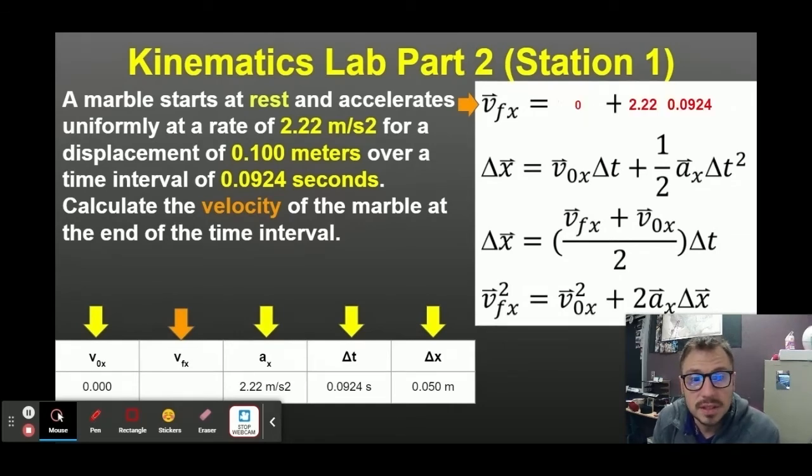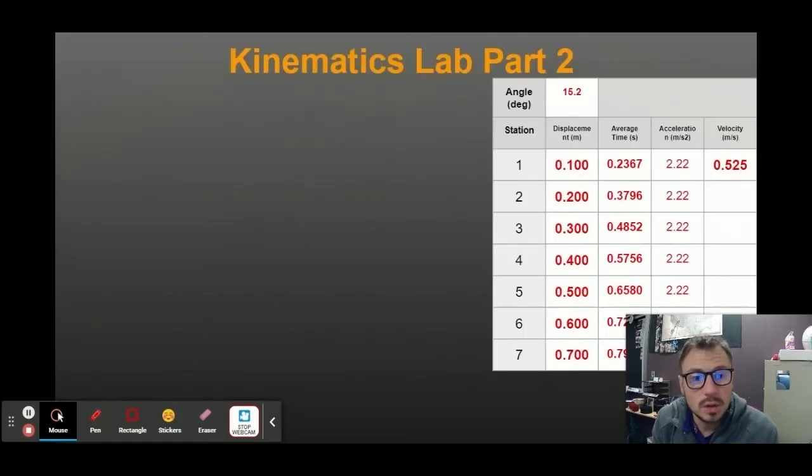So now I'm going to use this top equation because it's easier, right? So I'm just going to plug in everything that I know, and all I have to do is multiply the acceleration by that time interval, the average time interval at that station. And I'm going to get 0.525 meters per second. So using that acceleration that I calculated at station 7, I'm able to calculate the velocity at every single point. So I can go ahead and just do that all the way down.